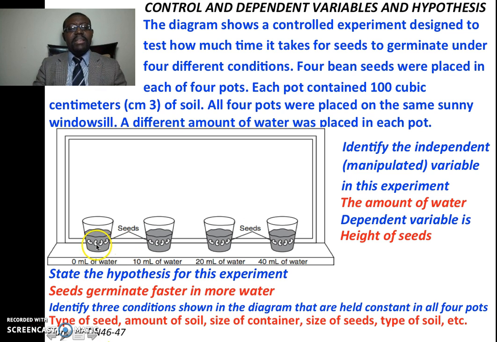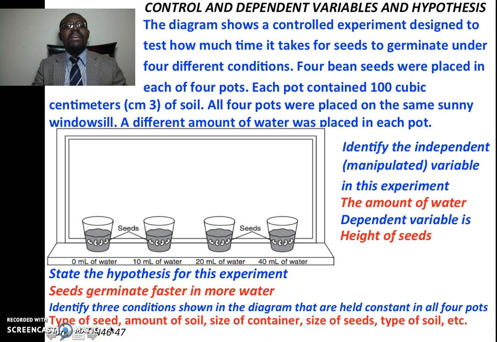The type of seed is the same in all 4 pots. The amount of soil is the same in all 4 pots. They are also the same kind of soil. The size of the container is the same in all 4 pots. The size of the seed is the same. The type of soil too is also the same. So the control variables are the things we keep the same in an experiment. These are the things we keep the same in this experiment.